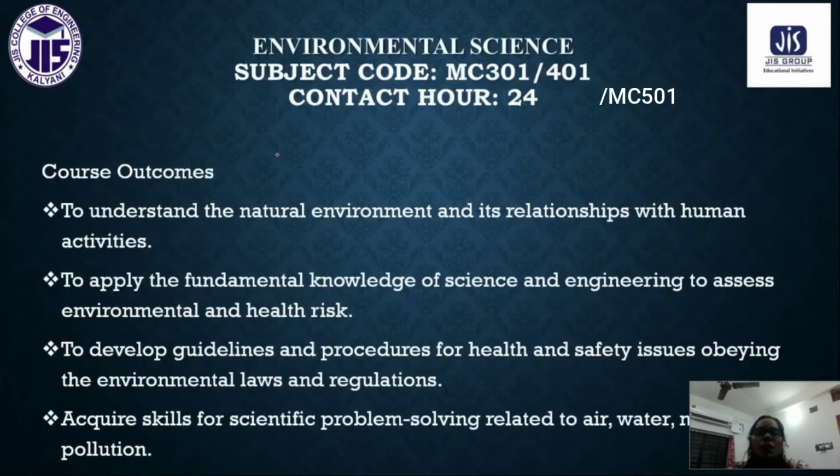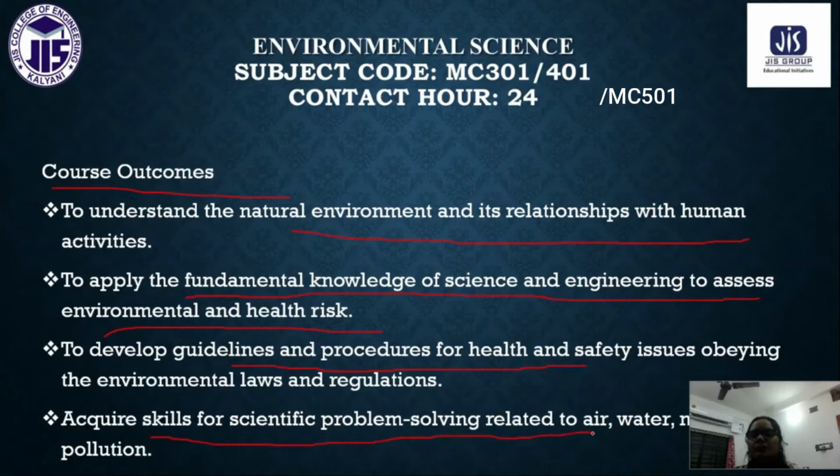Okay, so these are the course outcomes of the course. After this course, you can understand the natural environment and its relationship with us. You can apply the fundamental knowledge of science and engineering to assess the environmental and health risk. You can develop the guidelines and procedures for the health and safety issues, and also you can acquire some skills for scientific problems and solve the problems related to the environment, related to air, water, noise.